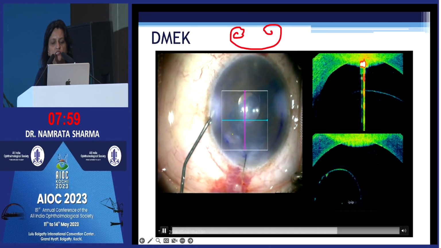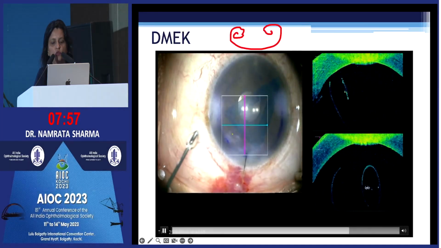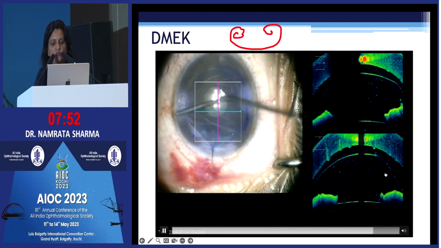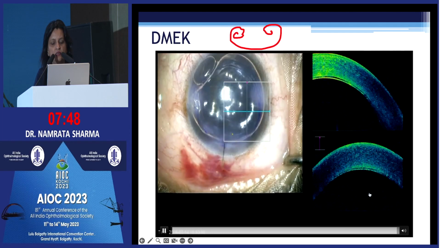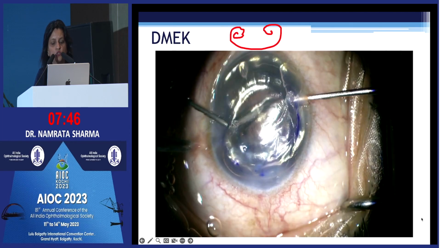So you can just inject a bolus of fluid and get it as the biceps curl upwards, and now you know that there is a gap there. Just put an air bubble and the graft gets attached to the back of the cornea.